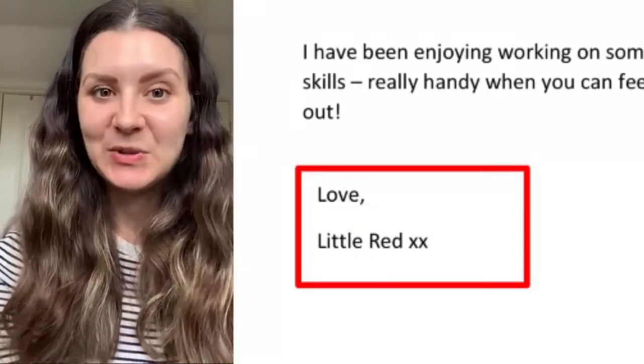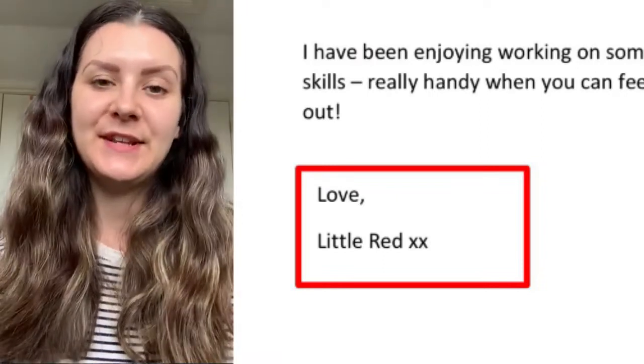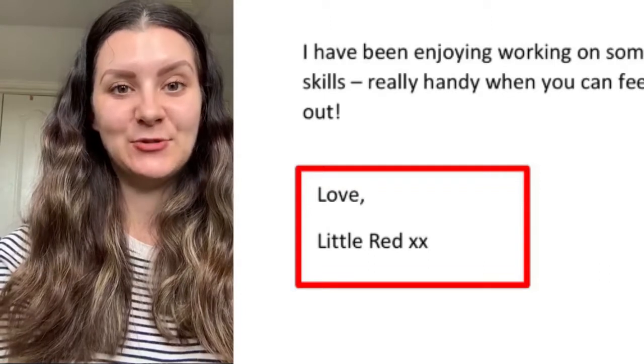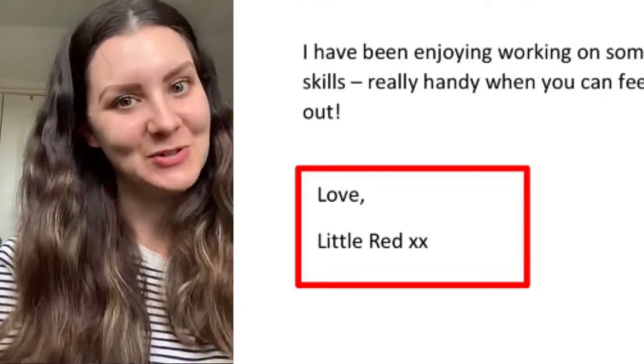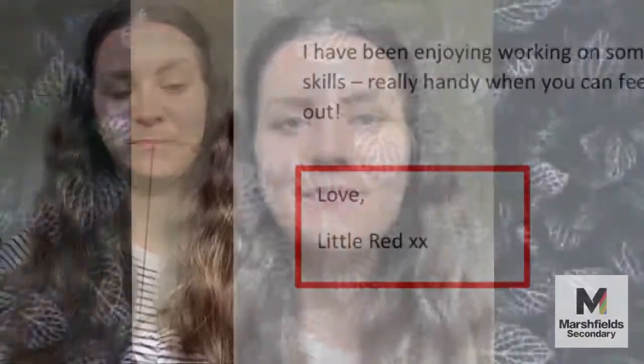When it comes to ending your letter, you can use something like Love from or See you soon. In my example, I've put Love, and I have added Little Red's name because that is who my example is from. Now obviously when you're writing your letter, you will need to put your own name to show who your letter is from. So there you go guys. Hopefully now you have a better understanding of how you might want to set out your letter and what you might want to include in it.